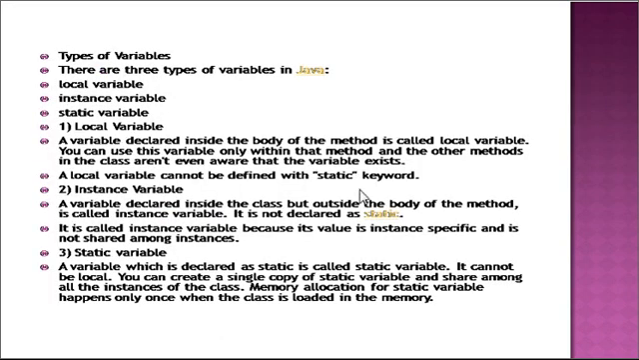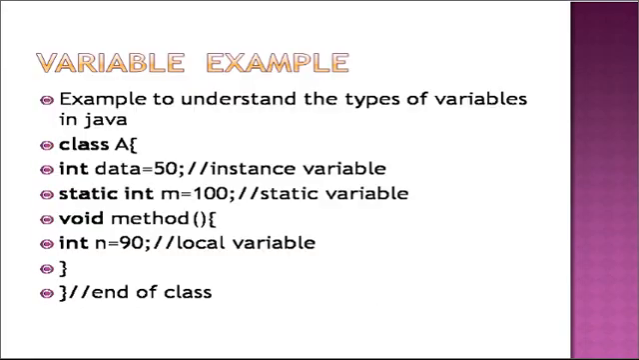Types of variables: there are 3 types of variable in Java. First is local variable, second instance variable, and third static variable. A variable declared inside the body of a method is called a local variable. You can use this variable only within that method, and other methods in the class are not even aware of that variable. The next slide shows an example of variable scope.